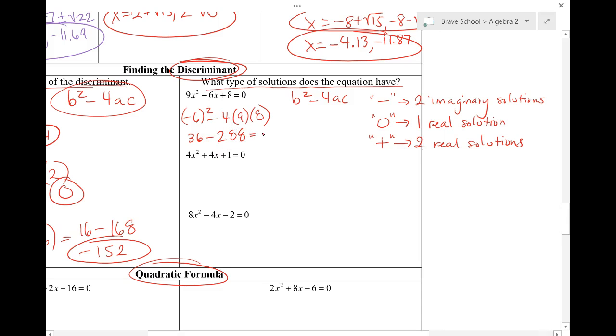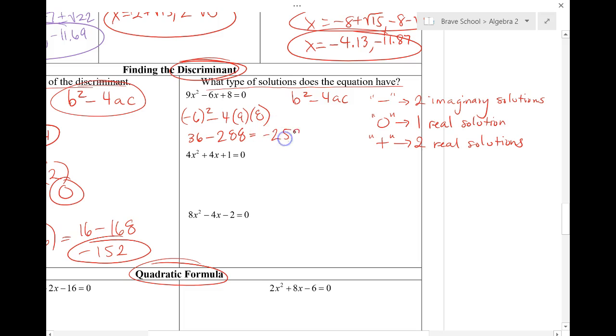And then 36. Now you could just stop here, honestly, but on the test I want you to continue through. But let's say in the grand scheme of things, you're on IXL or something, and you just want to know if it's negative or positive or 0, you can see right away it's going to be negative, because you got a big number you're about to subtract.